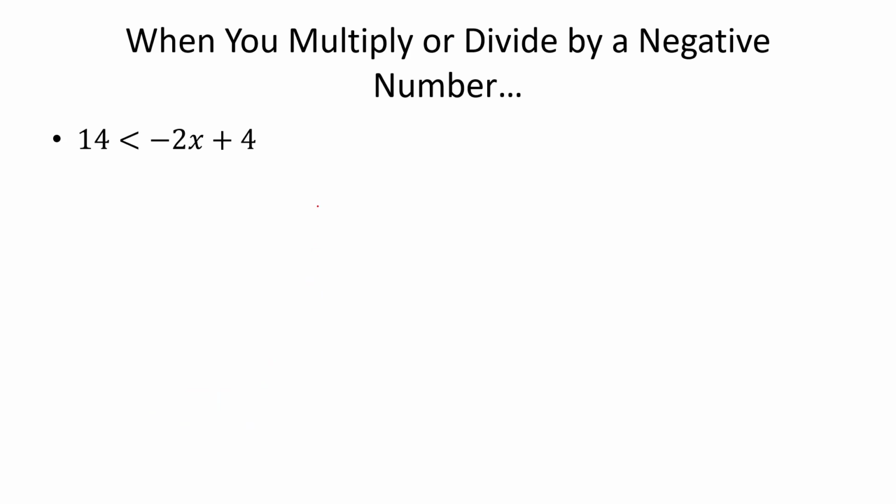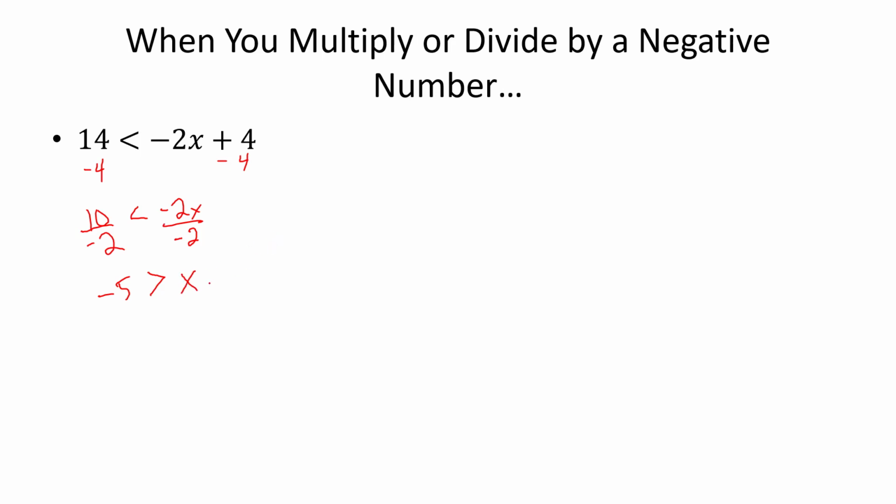That's our solution. When you multiply or divide by a negative number, notice I need to first subtract 4 from both sides. 14 minus 4 is 10 is less than negative 2x. And I need to divide by negative 2 on both sides. When I divide or multiply both sides by a negative, it causes the sign to flip. So we have negative 5 is greater than x.